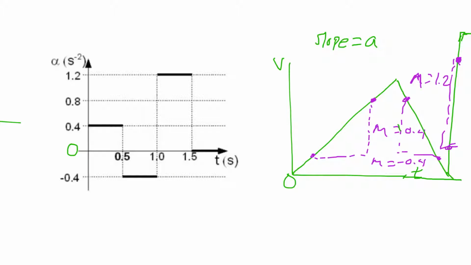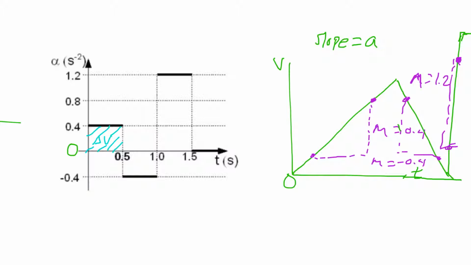Alright, so one final property here of the acceleration versus time graph is that the area under the curve, or under the line here, is going to be equal to the change in velocity. So just like on a velocity versus time graph the area under the line represents the change in displacement, the area under the line on an acceleration versus time graph is the change in velocity.